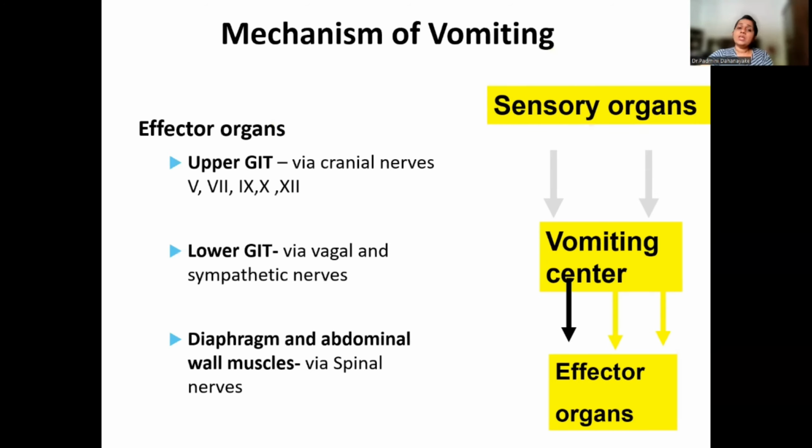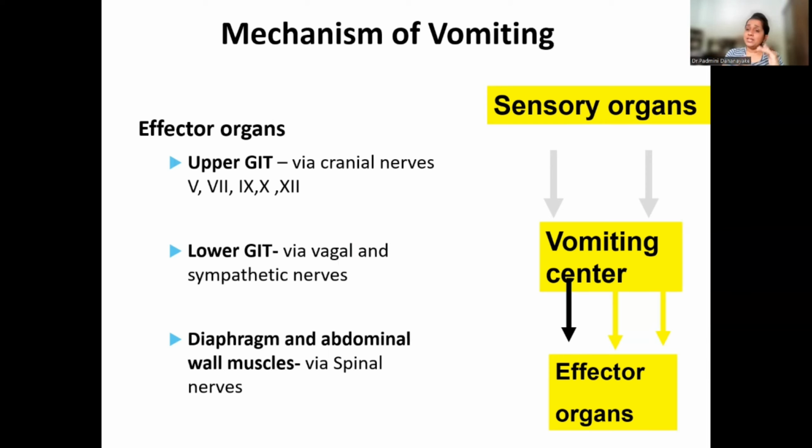Okay. So you have 3 effector organs as well. What are these effector organs related to the GI tract? Upper GI tract, lower GI tract, and your diaphragm and abdominal wall muscles. So you can remember these effector organs in 3 sets. Upper GI tract is one group. The other one is the lower GI tract. The last one is the diaphragm and the abdominal wall muscles. Why am I saying you have to remember these 3 structures in 3 groups? Because all these 3 groups will be supplied by 3 different sets of efferent nerves.